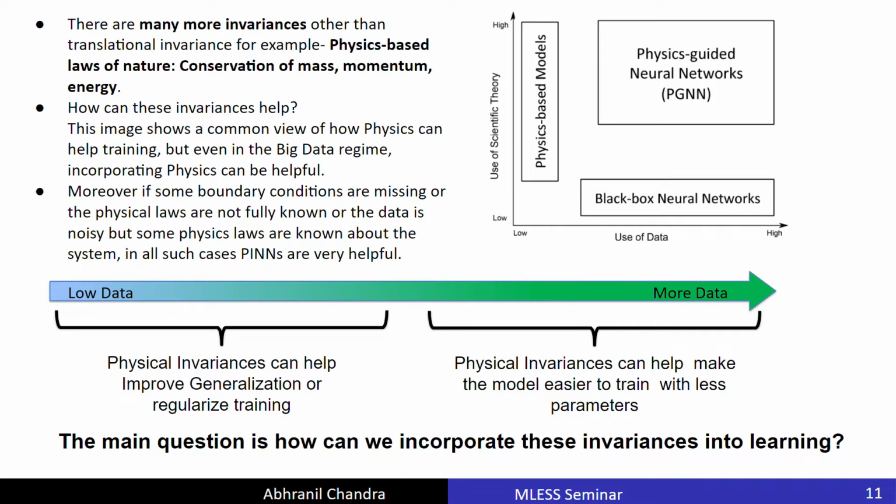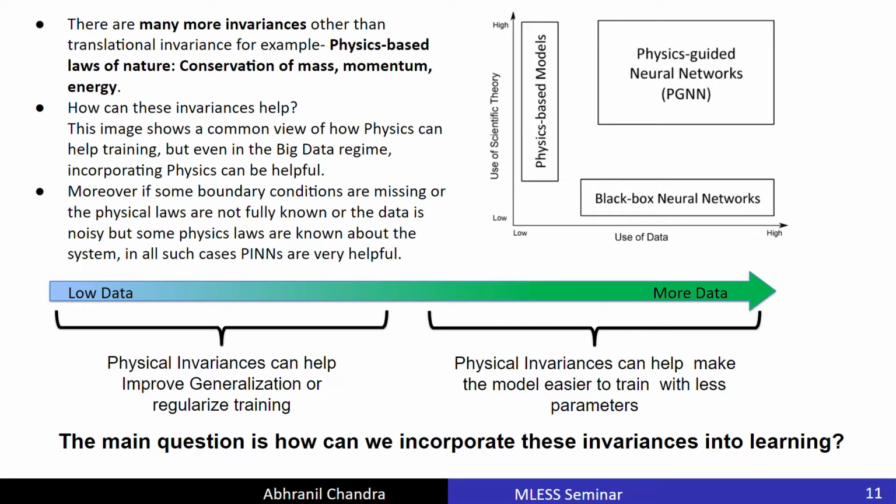The image on the right shows a common view of how physics can help training. Even in the big data regime, incorporating physics is often helpful. Moreover, if some boundary conditions are missing, or some physical laws are unknown for the system, or the data is noisy, in such cases PINNs can be very helpful. In the low data regime, physics-based neural networks and physical invariances help to improve generalization or regularize training. In the high data regime, using physical invariances can help make the model train more easily with fewer parameters.